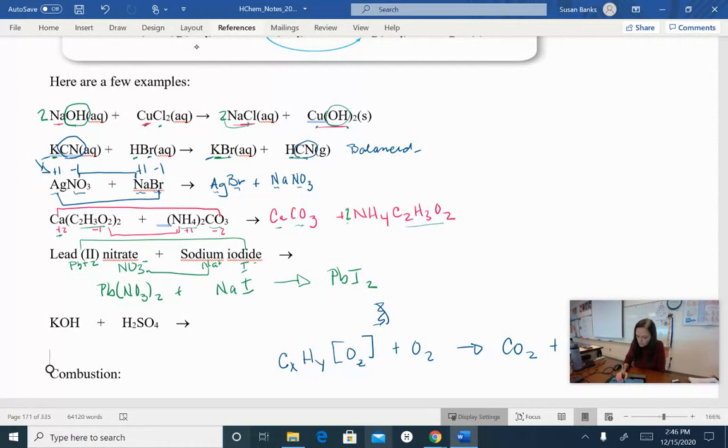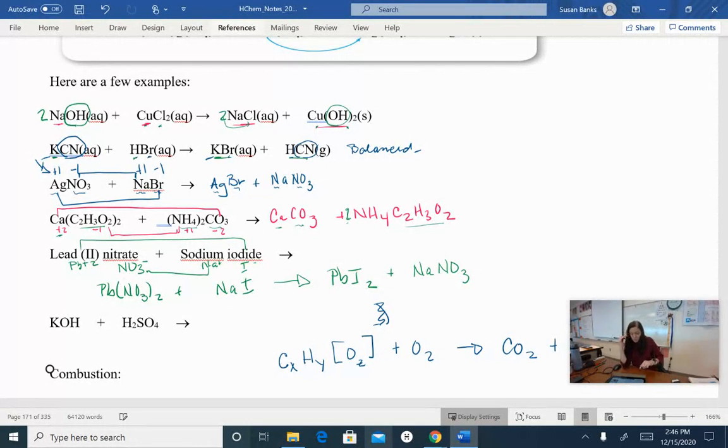And sodium, the only other negative for it to get together with is nitrate. Sodium is a positive 1. Nitrate is a negative 1. So they are going to get together in a 1-to-1 ratio. Okay, so there's my skeleton. Now I'm going to balance this with some coefficients.